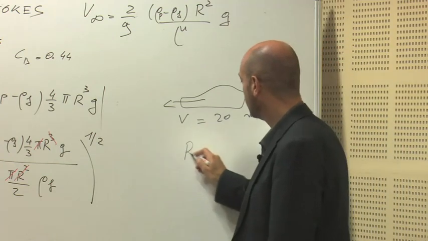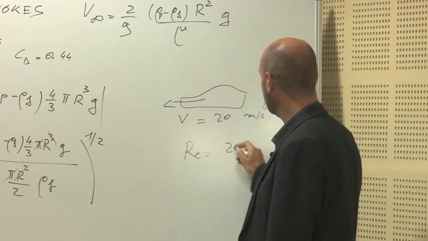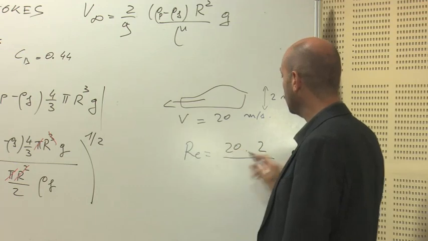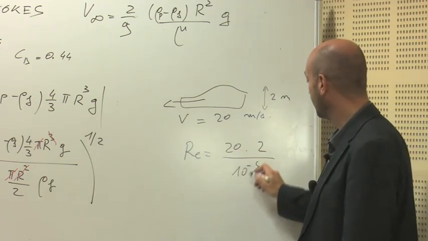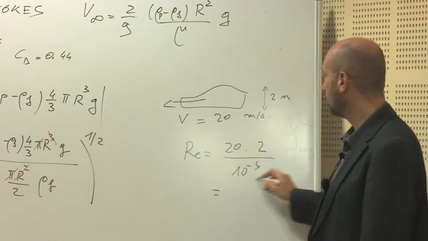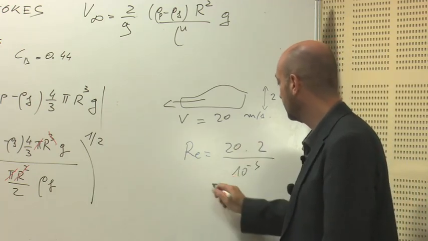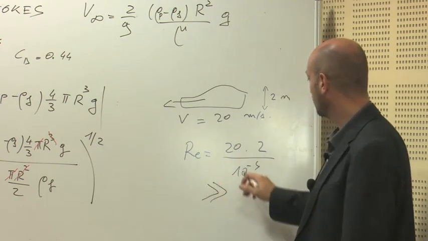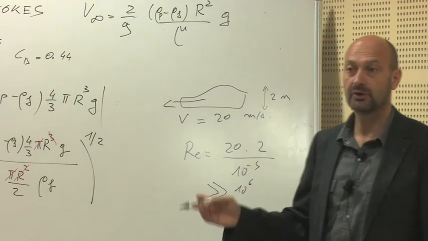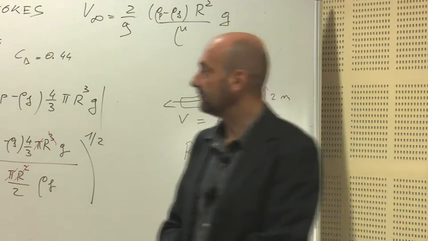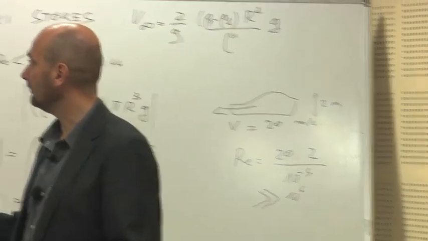So now we can estimate the Reynolds number. It is 20 times 2 divided by the viscosity of air, which is 10 to the minus 5. So you see that the Reynolds number is very, very high, something like 10 to the 6. So it means that for a car, you will be in that regime.